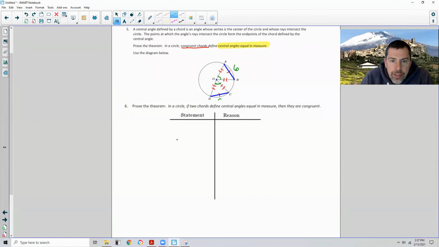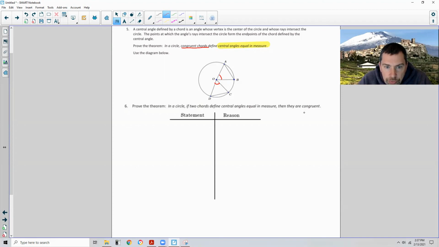Okay, so now number 6 says, prove the theorem in a circle. We're going to use the same diagram, by the way, so let's just erase everything here. Now we're going to prove that in a circle, two chords define central angles equal in measure. So now we don't have the chords equal in measure. We have angles equal in measure. So we're given this angle equal to this angle. If two chords define central angles equal in measure, then they are congruent.